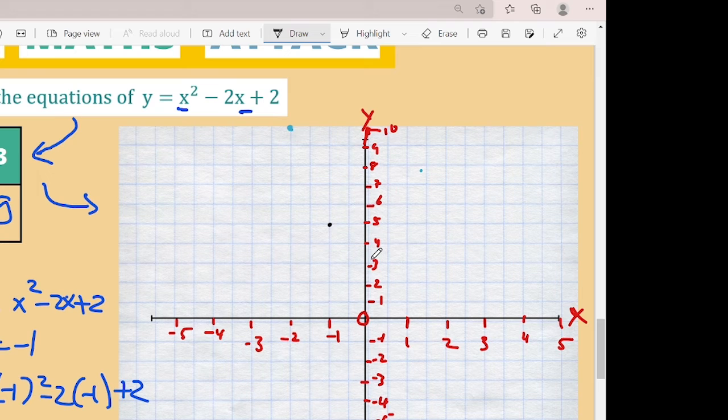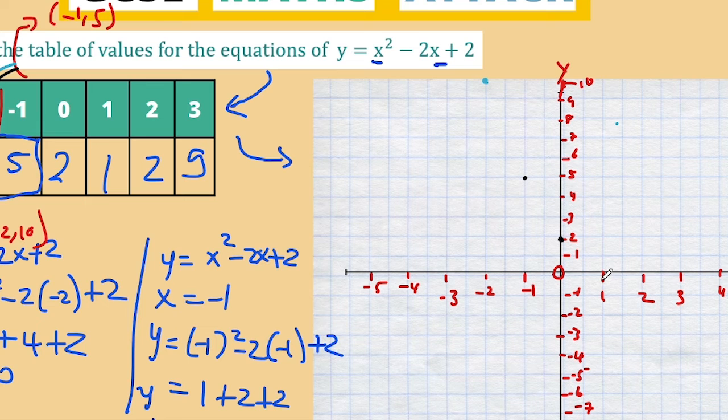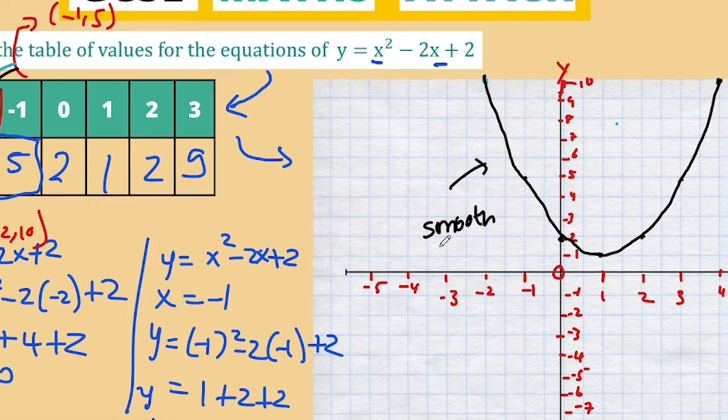The next one is 0, 2. So 0, 2. The next one is a 1, 1. The next one is 2, 2. The next one is 3, 5. The next one, as I can see there's a symmetry formulated, would actually be 10. Now I'm going to draw my U-shaped graph. So here is my parabola, and it should be a smooth curve, so a smooth curve.